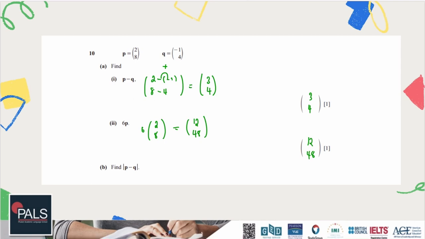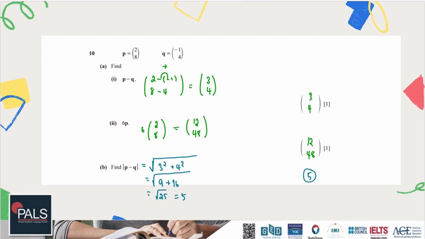So next part B, find the absolute P minus Q. This symbol we call absolute. We use absolute when they ask you to find the distance. So be careful, the distance is not possible to be a negative number, right? So the absolute of 3, 4, they ask you to find the distance, right? It will be 3 squared plus 4 squared. It will be 9 plus 16 is equal to square root of 25 or 5.